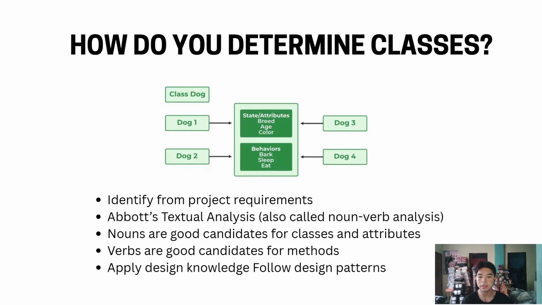How we determine classes is, first, to identify from project requirements, and second is Abbott's textual analysis, also called noun to verb analysis. Nouns are good candidates for classes and attributes, verbs are good candidates for methods. And lastly, we also apply design knowledge and follow design patterns.